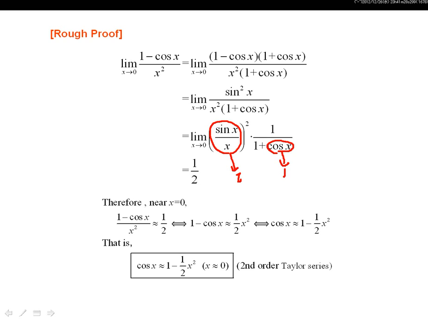Therefore, near x equals 0, (1 minus cosine x) over x squared is nearly equal to a half, which means cosine x is nearly equal to 1 minus a half x squared. So we can get the second-order Taylor series near x equals 0. But of course, this is a rough proof.